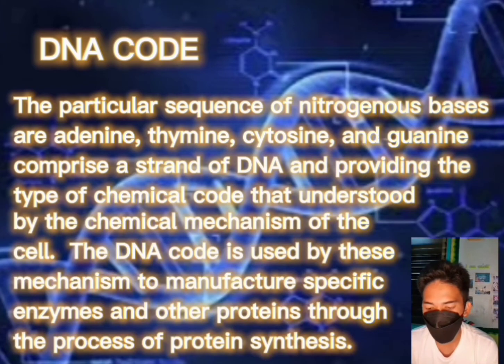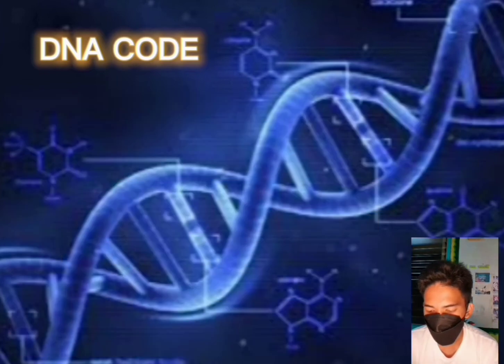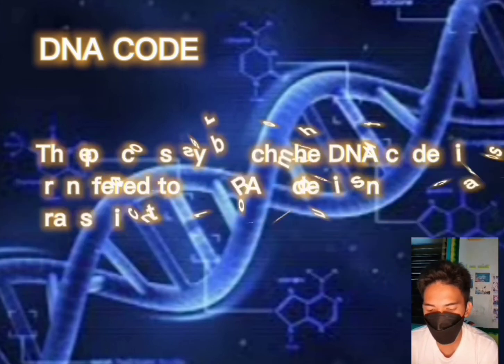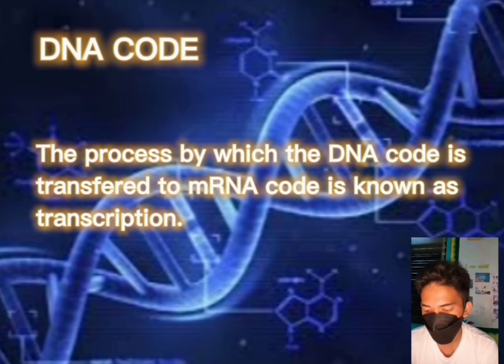The DNA code is used by this machinery to manufacture specific enzymes and other proteins through the process of protein synthesis. DNA strands provide a template or a pattern for the formation of messenger RNA. The DNA code is transcribed, or read, by mRNA as the latter is synthesized in a pattern complementary to the DNA strand. The process by which the DNA code is transferred to mRNA is known as transcription.